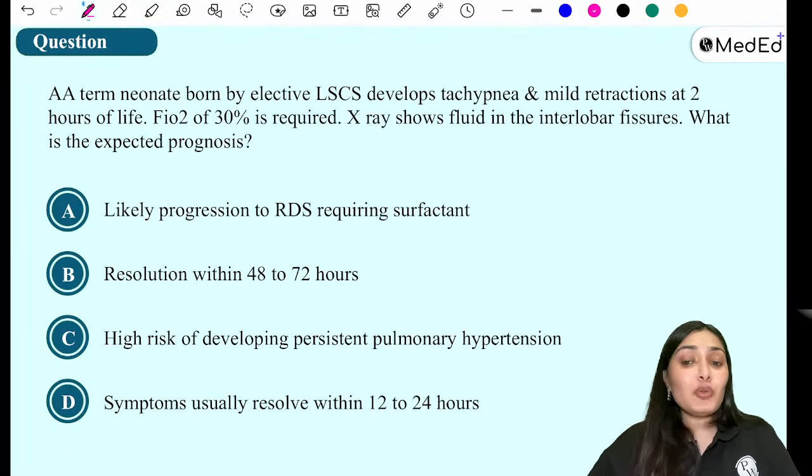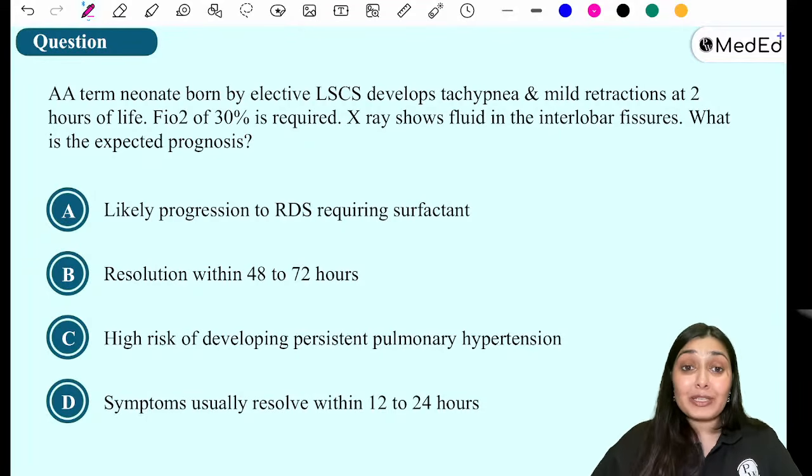We have a term neonate who is born via elective cesarean section, LSCS. He develops tachypnea and mild retractions at 2 hours of life. An FiO2 of 30% is required. X-ray shows fluid in the interlobar fissure. What is the expected prognosis?